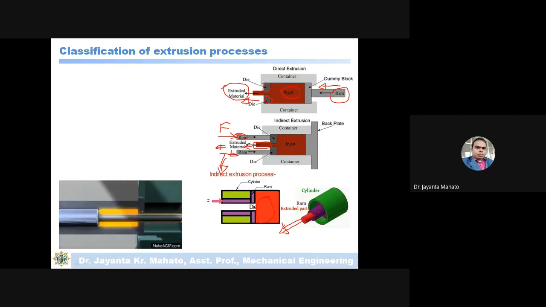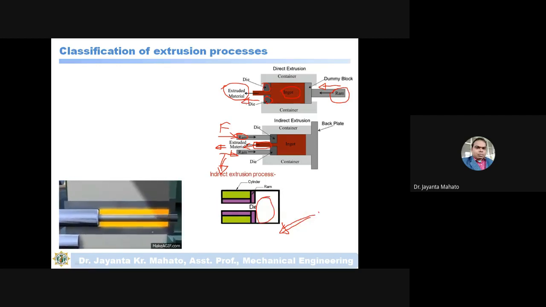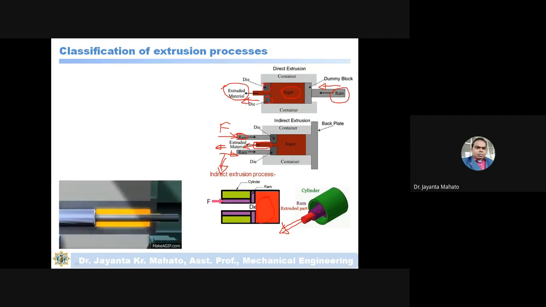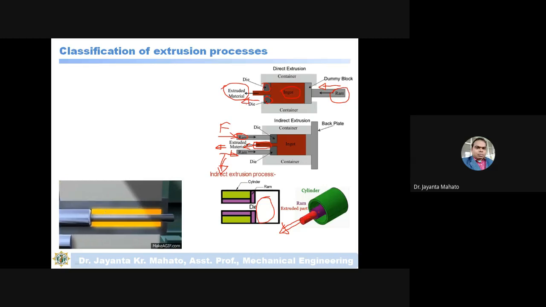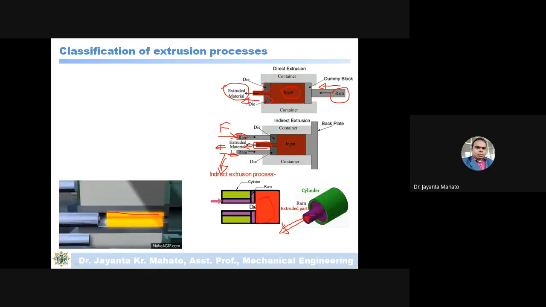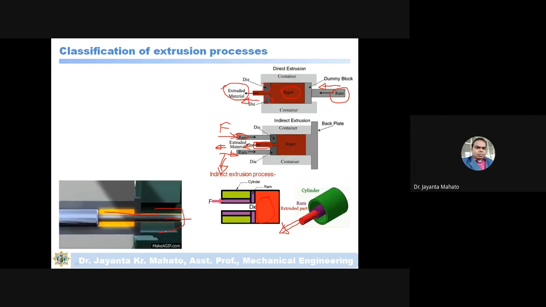Another type of extrusion process. This is the material, shown in yellow color. This is hot material. Similar to the first figure, you are applying the ram in this direction, and the material will extrude out like this, as a thin cylinder type. Just see here, this is a thin cylinder type.